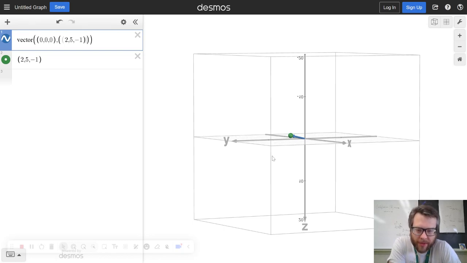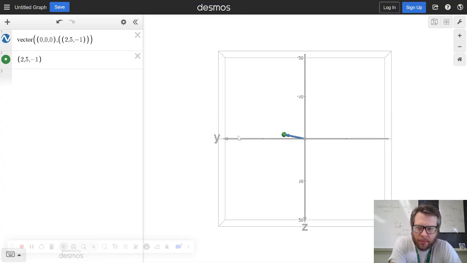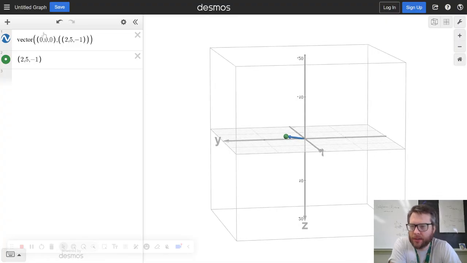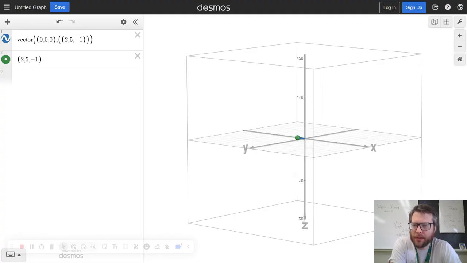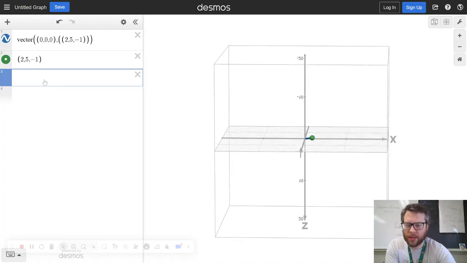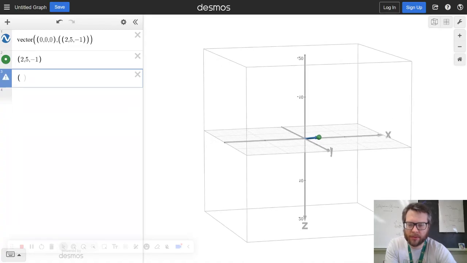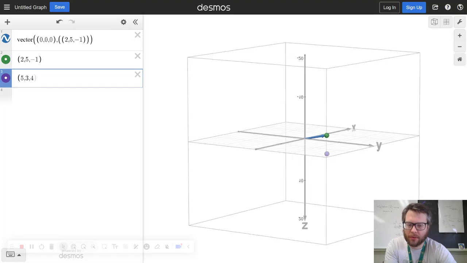So we've been working on vectors here, and we've talked about how you can have a point in space, and you can have a vector that goes from the origin to that point. And then we also talked about how you can create a line that goes between two given points. So I'm just going to make up another point, 5, 3, 4.